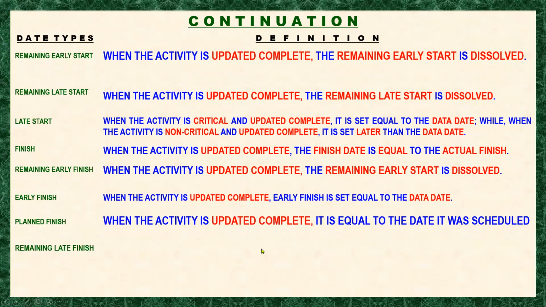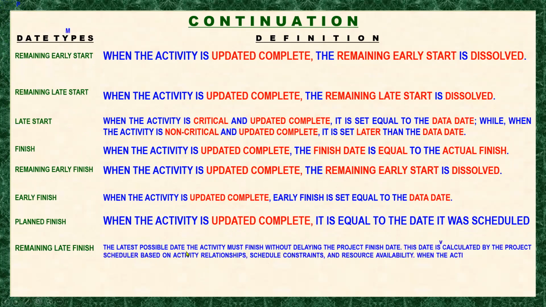Okay, let's go to remaining late finish. According to Primavera, it is the latest possible date the activity must finish without delaying the project finish date. This date is calculated by the project scheduler based on activity relationships, scheduled constraints, and resource availability. So when the activity is complete, the remaining late finish is blank, okay?